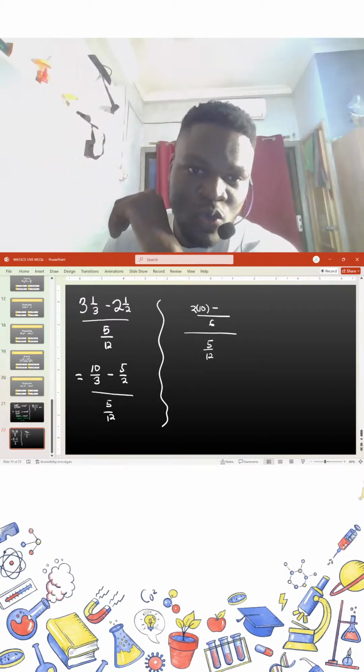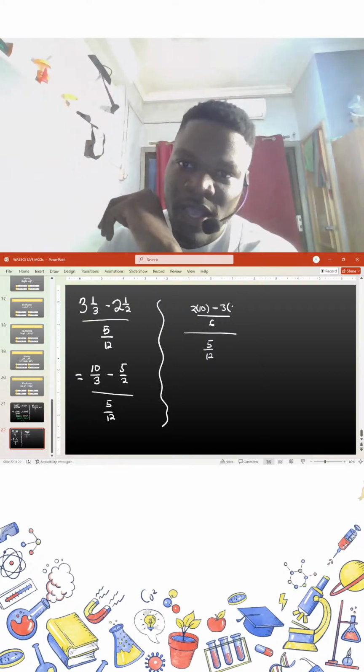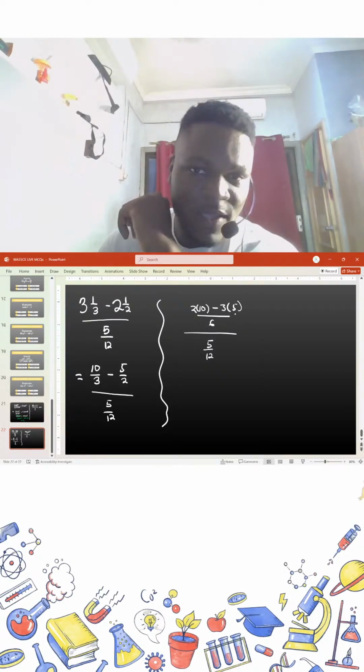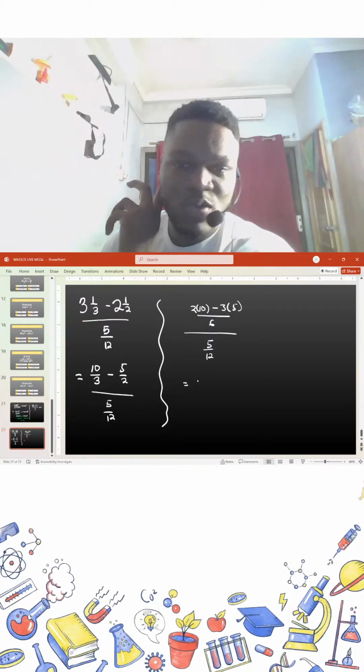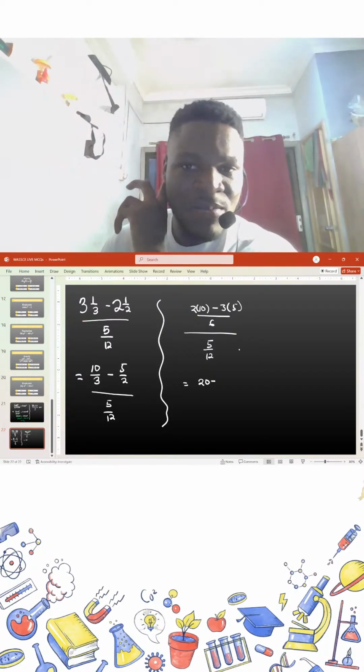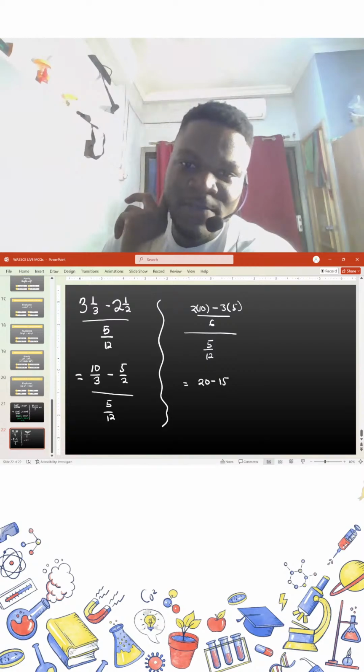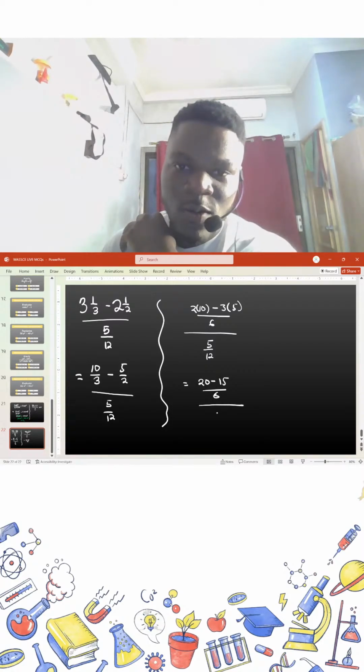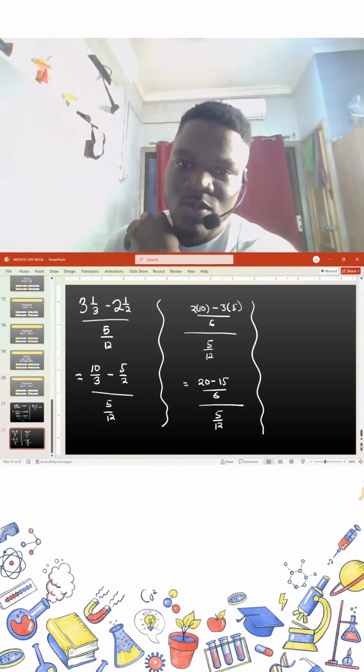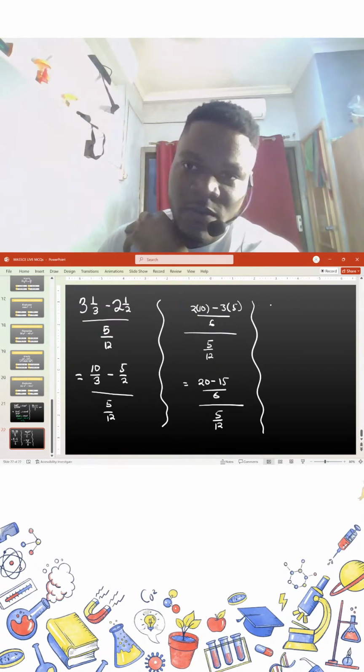Then minus the 2 here will go into 6 3 times. I have that 3 multiplied by the 5 at the top over here. So from here, this is the expression I'm going to have. 2 multiplied by 10 will give me 20, minus 3 multiplied by 5 will give me 15, over 6, all over 5 on 12. So this will give me the expression 20 minus 15, which will give me 5 over 6.